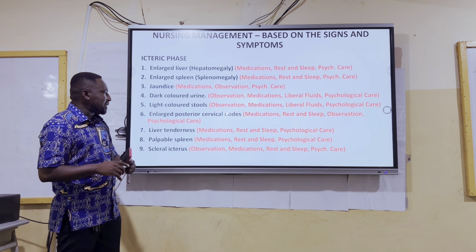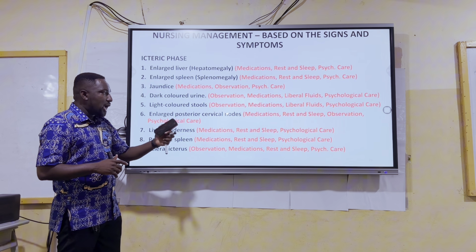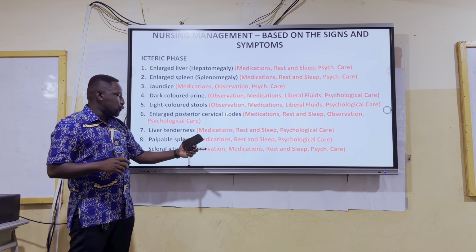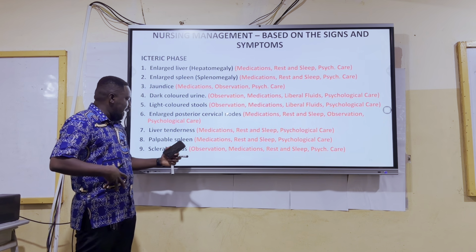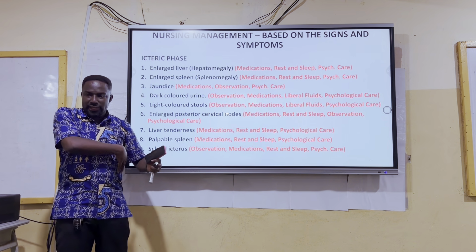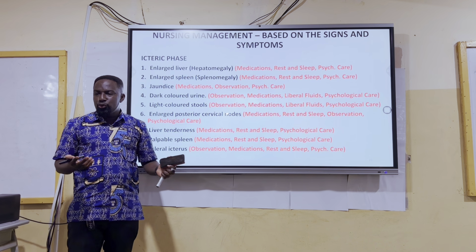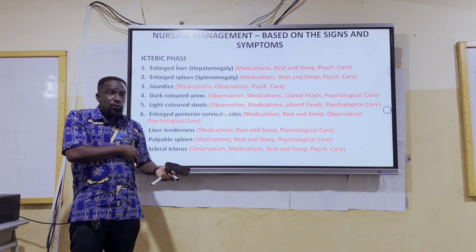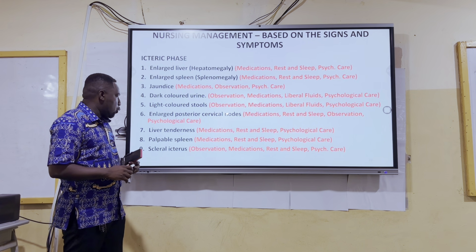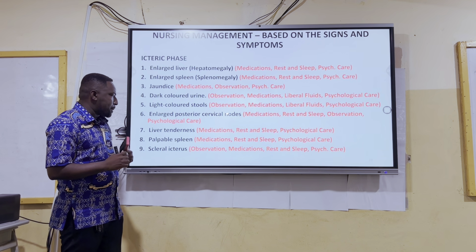With an enlarged posterior cervical lymph node, medication is also very key, and then psychological care as well, and then rest and sleep. Liver tenderness, palpable spleen. You also have to ensure psychological care because the liver is tender. The patient can palpate his or her spleen, right? Where is the spleen? In the left part, right? So the liver, the spleen can be palpated. You need to reassure that with appropriate measurements, the patient will be fine. And then you send your prescribed medications as well, and the rest and sleep is very important.